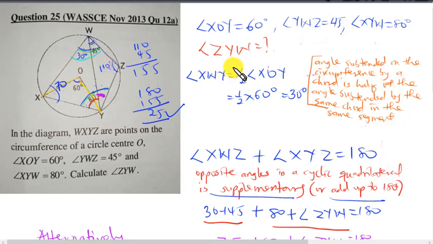So one thing that is pretty much important is that if you have a question, you ask yourself, what do you want and how can you get what you want? So we saw that if we could find the angle here, we could sum the interior angles of this triangle and get what we wanted. We also realized that alternatively, and that is pretty simple, we can just find the angle here, because if we know the entire angle here, the opposite angles in a cyclic quadrilateral add up to 180, so we can find that. So that is how we solve this question from WASSCE November 2013, question number 12a from Core Mathematics.